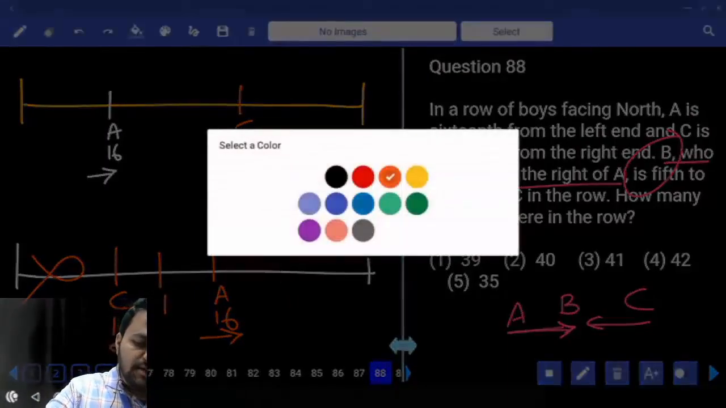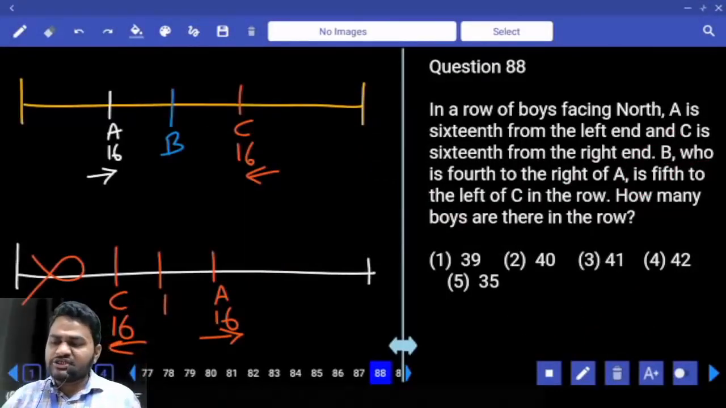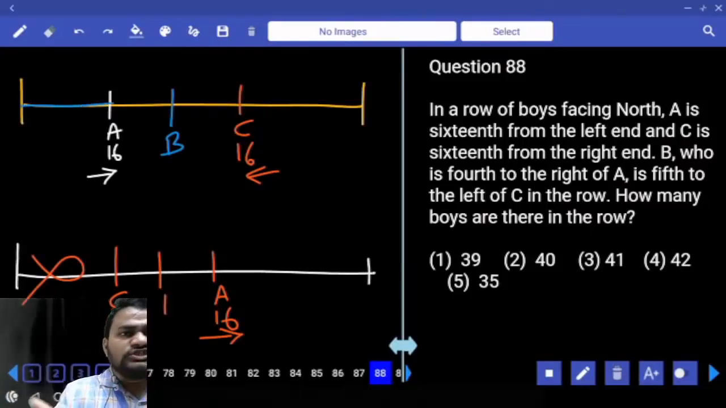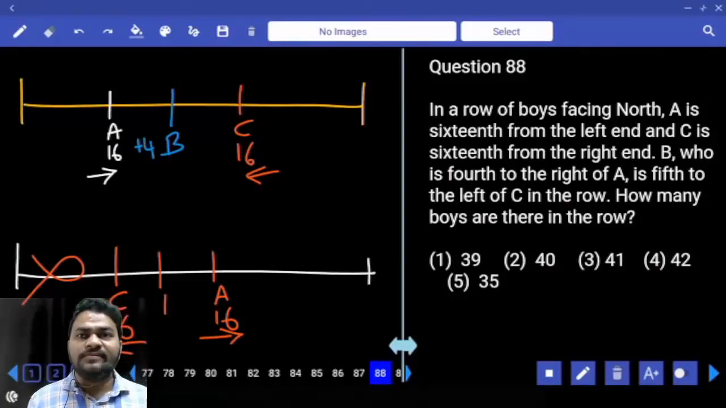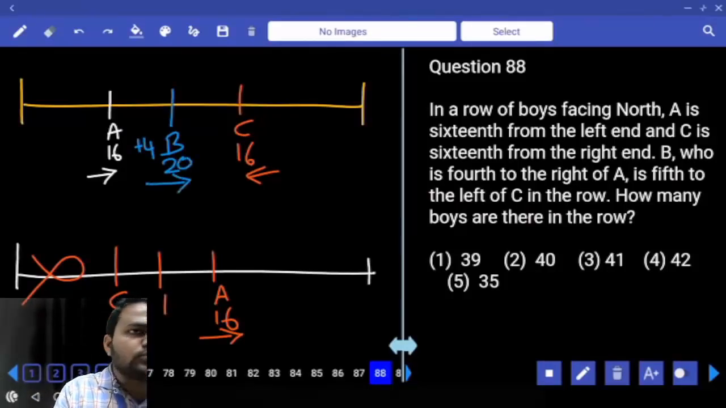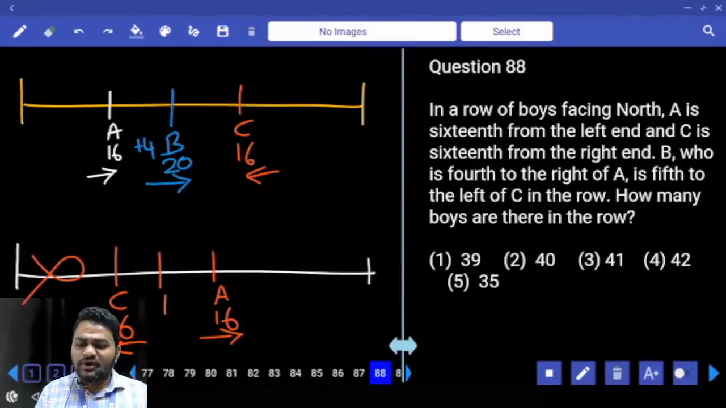Then definitely B has to be fixed here, so that the condition here, B who is fourth to the right of A. From left end up to A we have 16th place, and fourth to the right of A means I need to add 4 more places to reach B. 16 plus 4 is 20, so B's place from left end is 20.